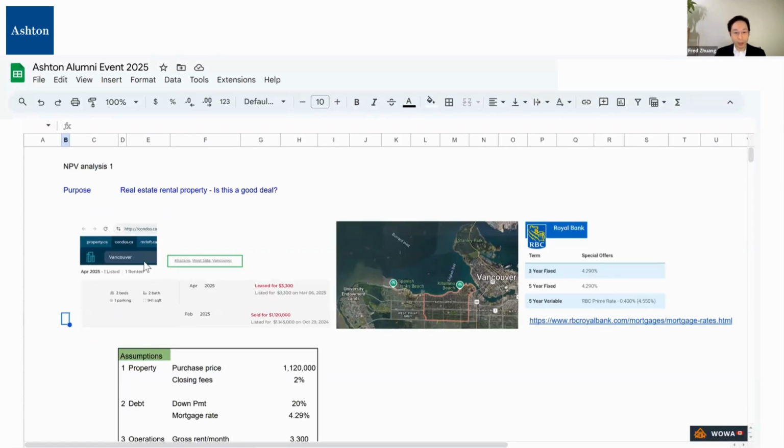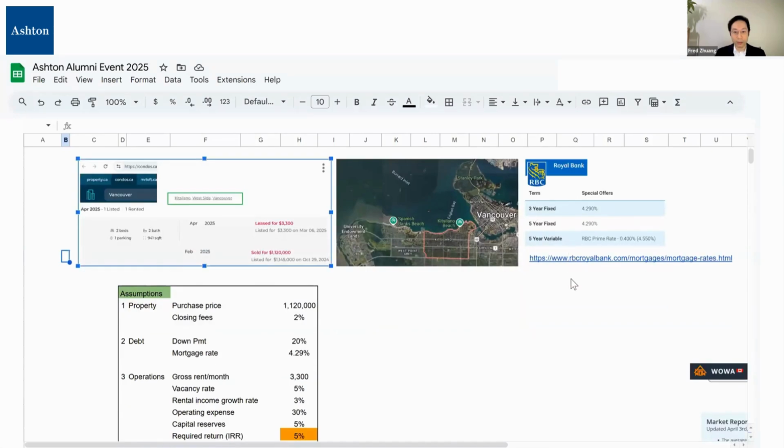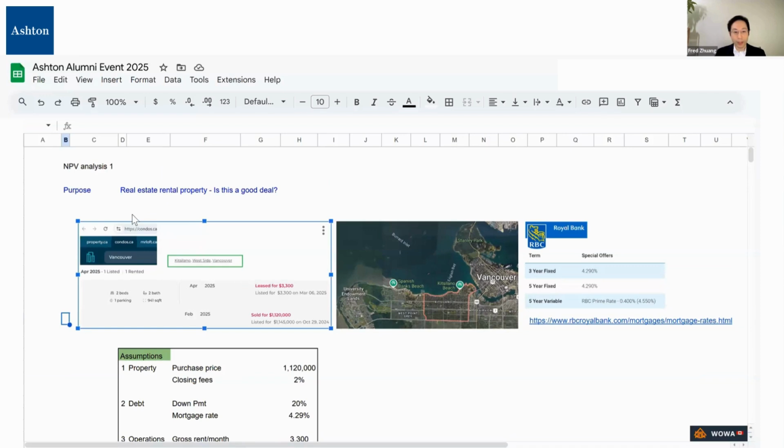So the first example here, we're gonna take a look at this property here, which is a property sold for 1.1 million in the Kitsilano area in downtown Vancouver. So the property is sold for 1.1 million. It is immediately rented for $3,300 per month. And we know the current mortgage rate based on the RBC rate is somewhere around 4.3%. So the question is, how do we know if this rental property is a good deal?